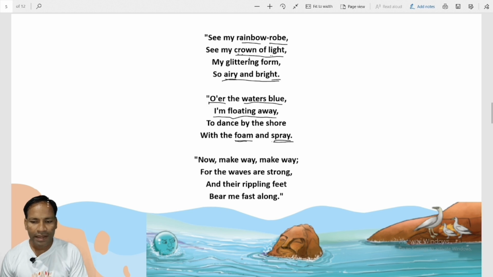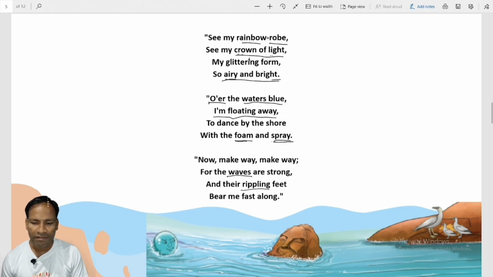Now make way, for the waves are strong. It says, see, I am astride on the waves, the strong waves. Okay, strong waves are my servants, the waves are carrying me. So you make way, move aside and give me way to go. And their rippling feet bear me fast along.